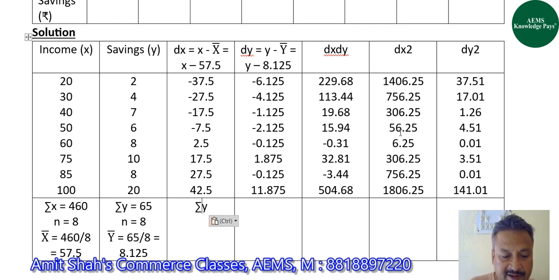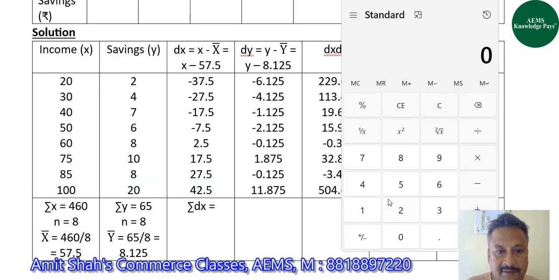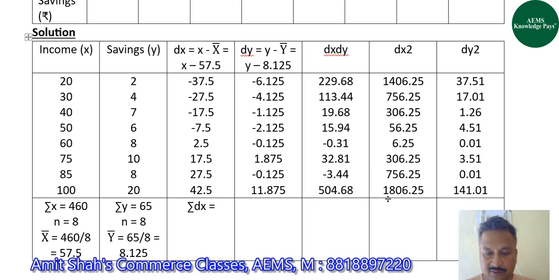So now here we have summation dx, that is the sum total of all these. That is 0. But guys, we do not need to calculate this because we do not require summation dx anywhere. We require summation dx dy, summation dx square and summation dy square.